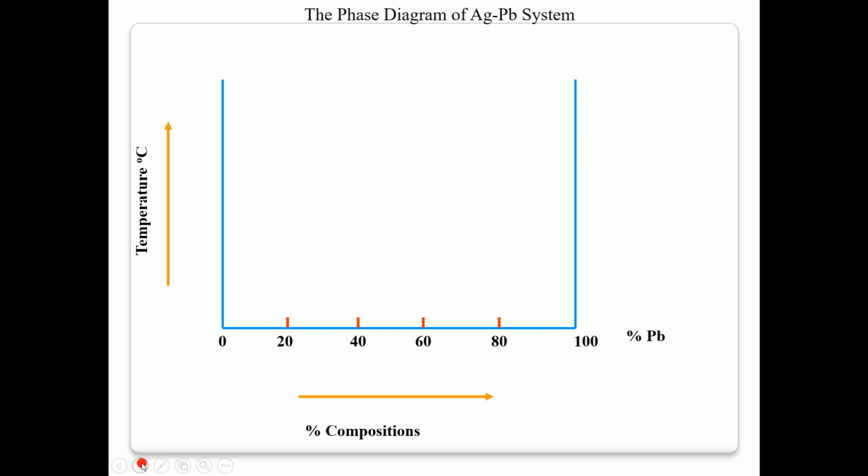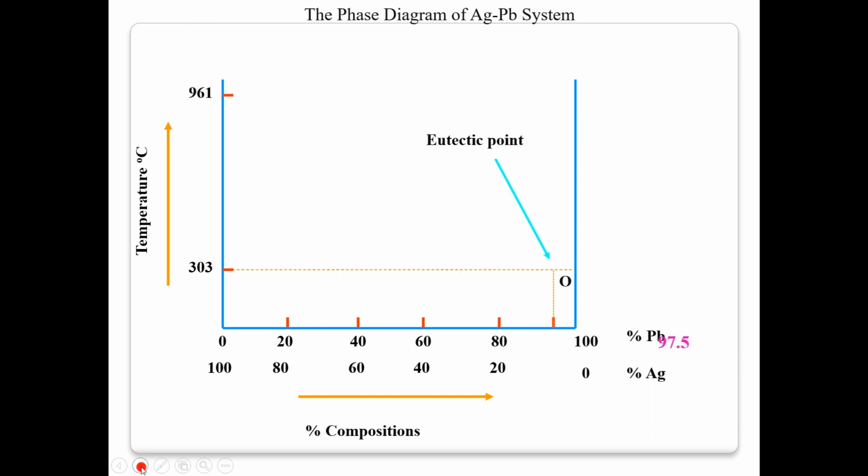Now we will see one by one. Let's say on the right hand side, this indicates the percentage of lead. So this is 100% lead here, and from right to left we have silver. On this side there is 100% silver, and on the right hand side there is 100% lead. Okay, we are mixing these. Now these are certain parameters. Now let's draw the diagram here directly. I'll come to this eutectic point. Okay, this is the phase diagram for the silver lead system.